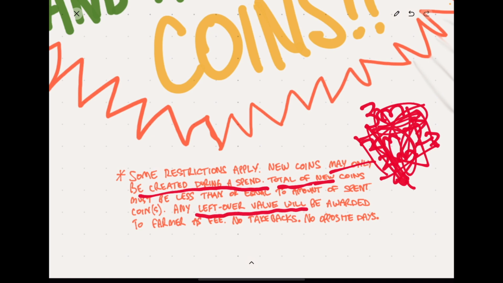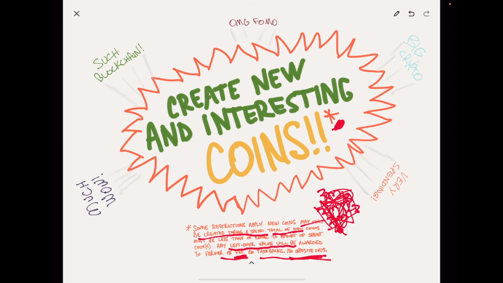Any leftover value will be awarded to the farmer as a fee. Oh, interesting. No paybacks, no opposite days. It's good that they mentioned that. That's the first thing I would try, is to try this on opposite days. So I'm glad that they added that restriction.